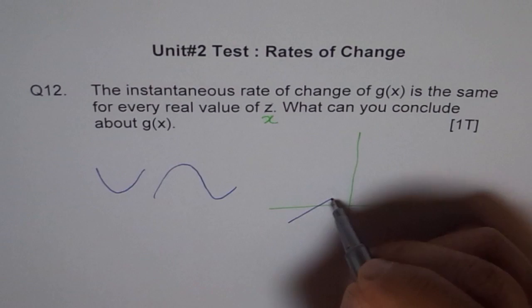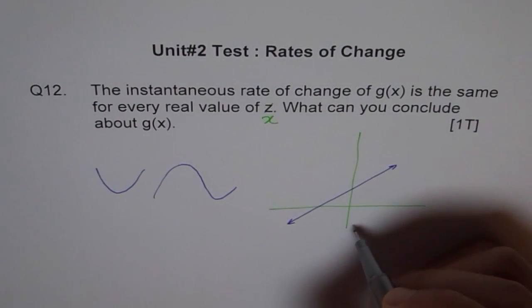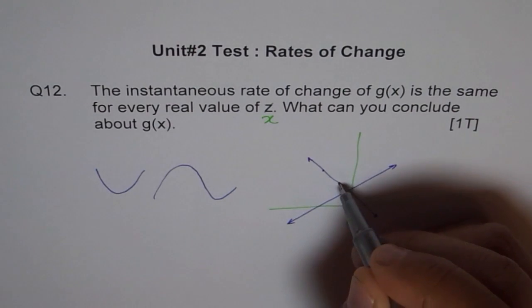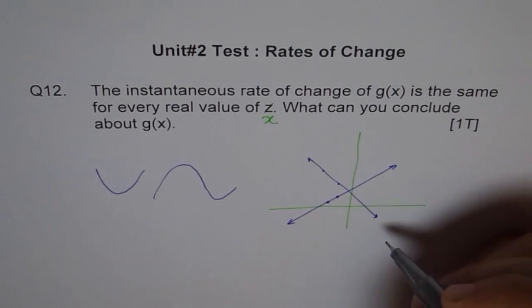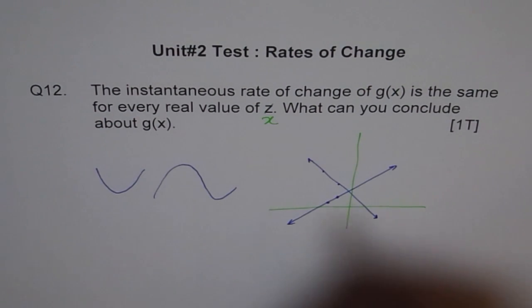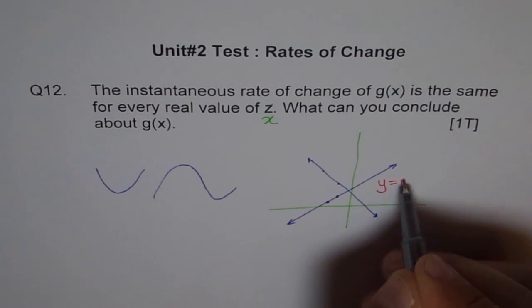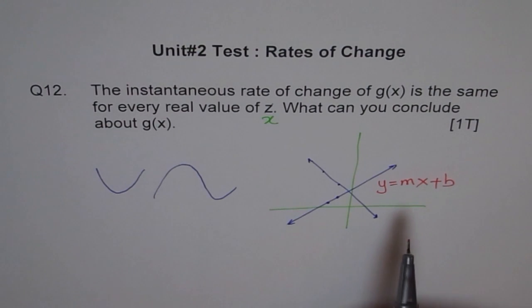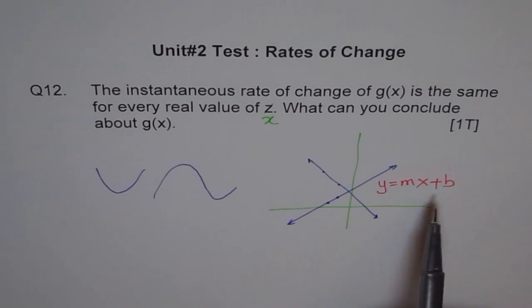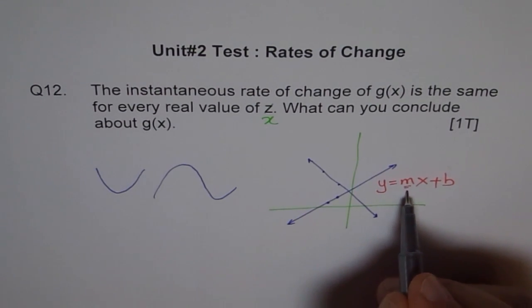But how about a graph like this? A straight line. Or like this. If you take any 2 points on a straight line, then you will find that the rate of change is the same, since the slope of the line is the same. Therefore, we can conclude that if the graph follows y equals mx plus b, that means it is a line represented in this form, then the rate of change will be the same all throughout the domain, and it will be equal to the slope m.